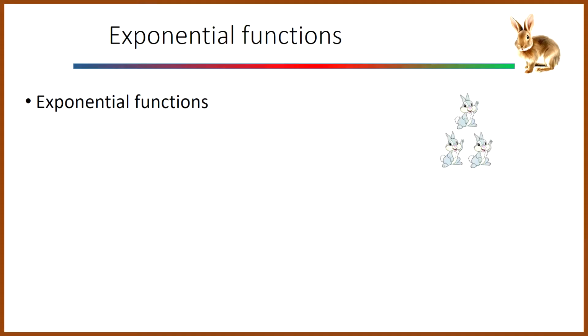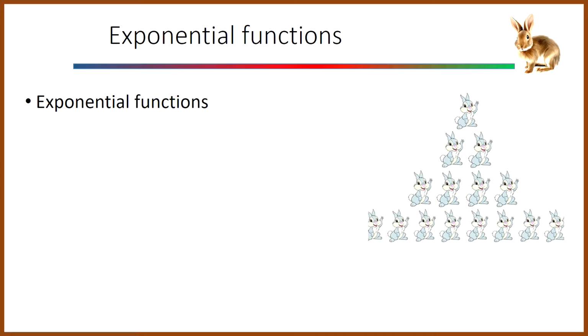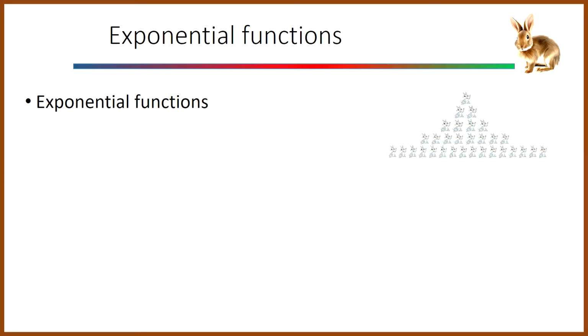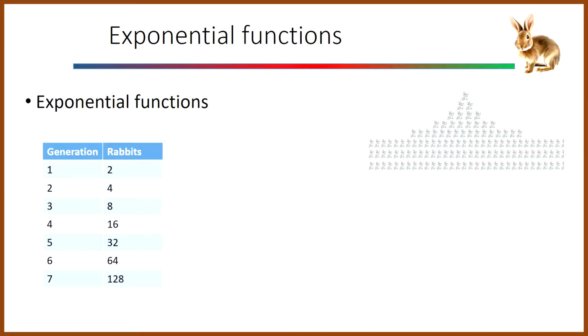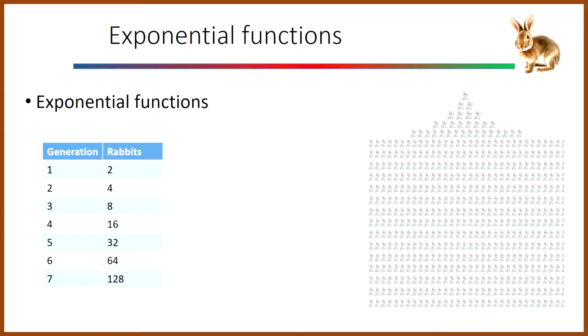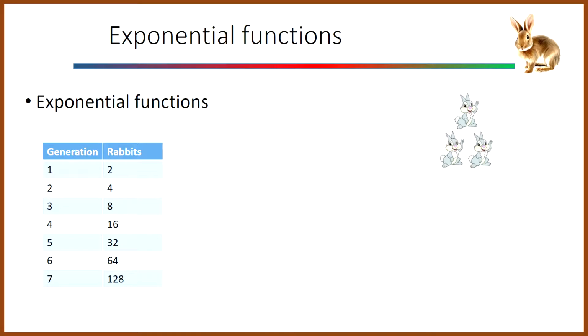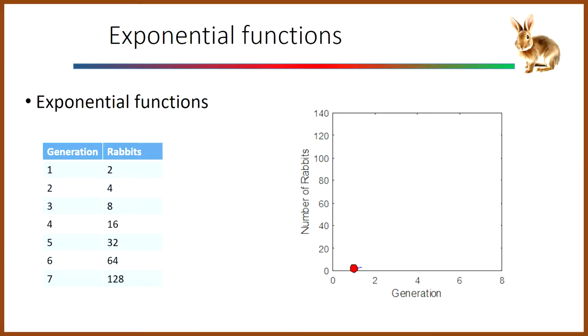So let's think about this function. We can put together a table of the number of rabbits as a function of the generation number. The first generation has 2 rabbits. The second has 4, then 8, 16, 32, 64, 128. We could also graph this data. We start with 1 rabbit, then 2 after the first generation, then 4, 8, 16, 32, 64, 128. We can see that the population grows quickly.